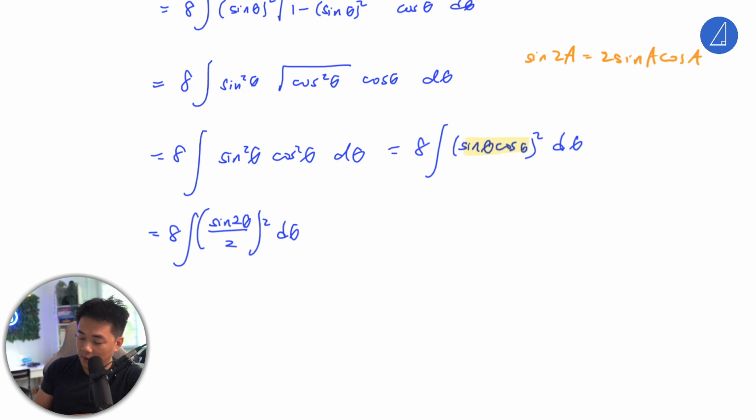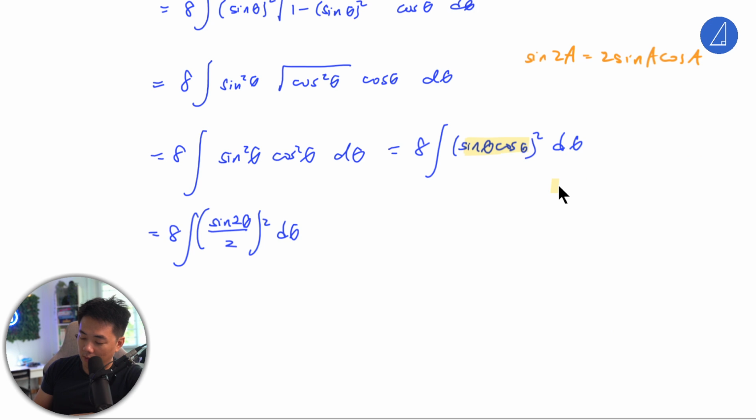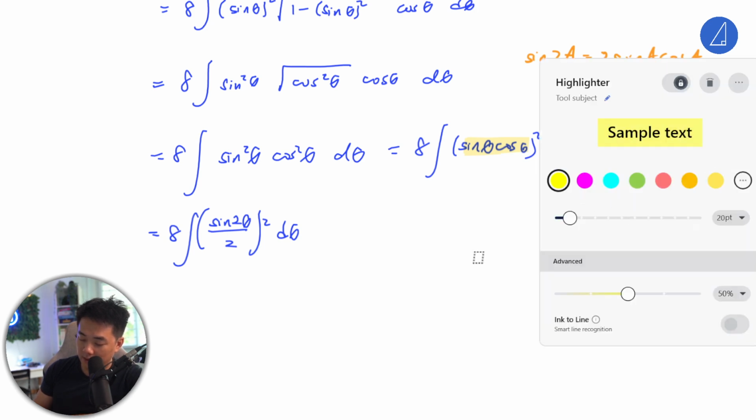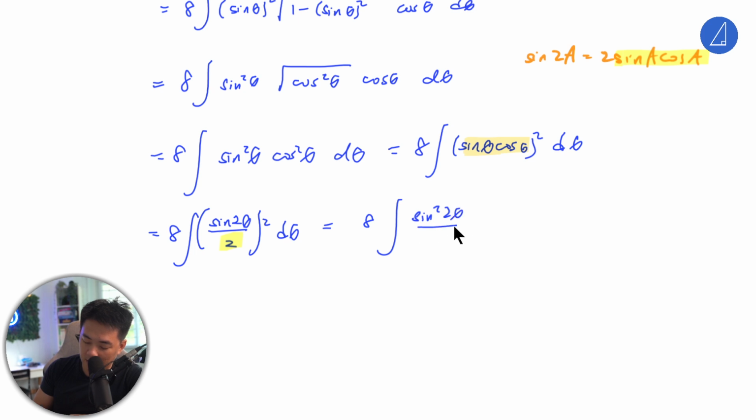Okay, be careful. I think this is where a lot of students will make a mistake. This basically what we want is this guy here. Okay, so it's divided by 2. Remember that. So this will be 8 sine square 2 theta over 4 d theta. So this will be 2 sine square 2 theta.